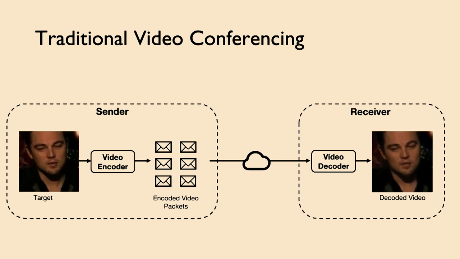So you have a sender streaming video to a receiver, and you have a video codec, so a video encoder and decoder pair. The video encoder basically takes every frame of video at the sender and compresses it into the bits that we're going to send over the network. So these are these encoded video packets that we're transmitting.